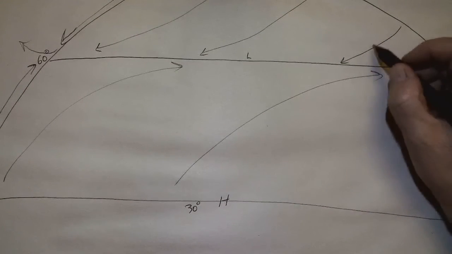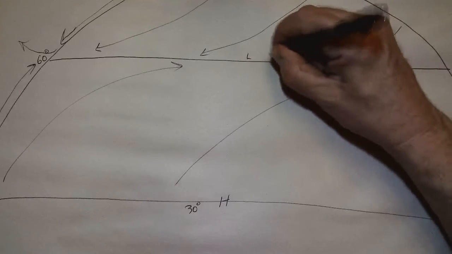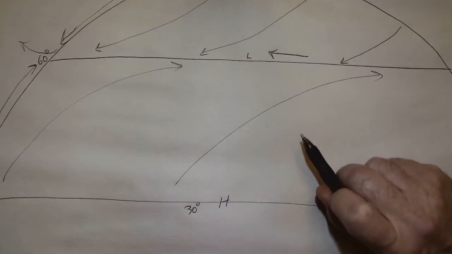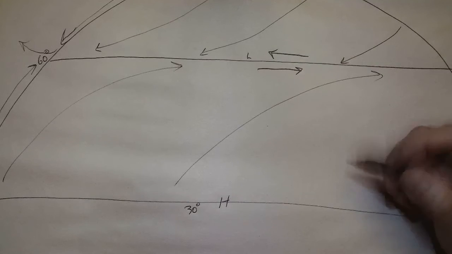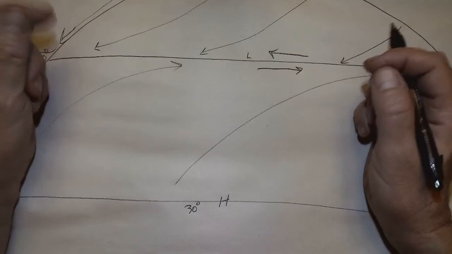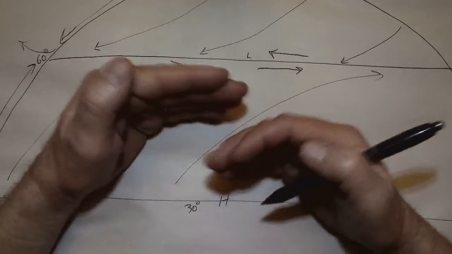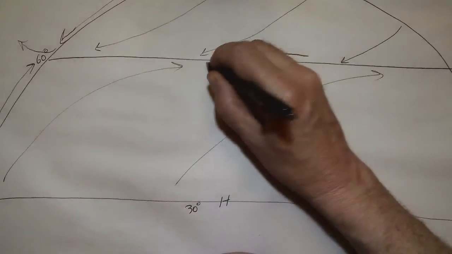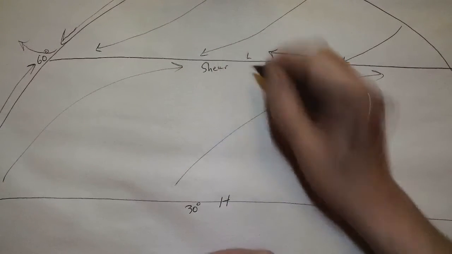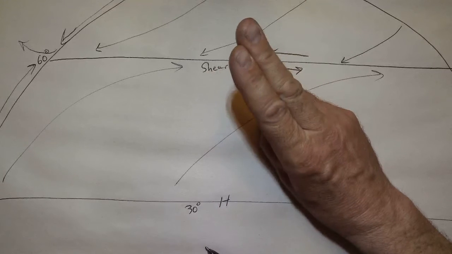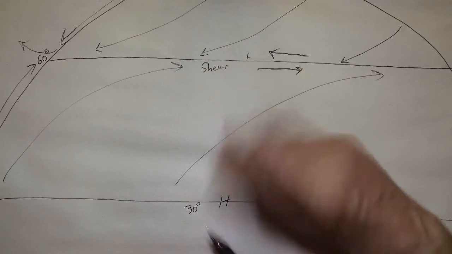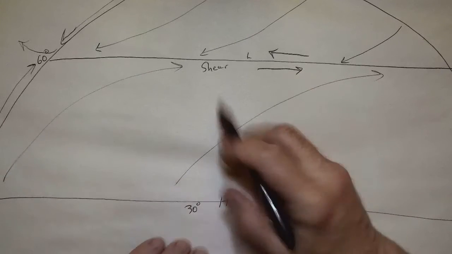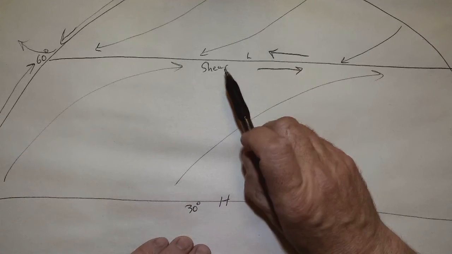That means we have air basically going this way, north of the 60-degree line, and this way, south of the 60-degree line. Well, anytime you have two fluids moving past each other, we would call this shear. Now, scissors are a pair of shears, right? They have two blades moving in opposite directions. Here we have wind shear.